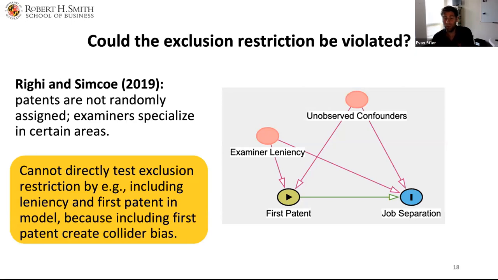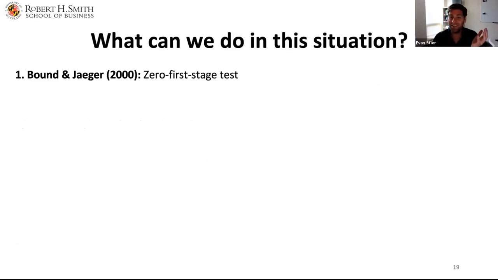Now, one important point is that you can't actually test the exclusion restriction. Sometimes it's recommended, for example, to include both your patent grant in the regression and the instrument. But if you do that, you create collider bias with the patent grant, and it's going to open up a backdoor channel, and so you can't interpret the coefficients because of the backdoor channel that now creates a spurious relationship. Okay, I learned that the hard way this year when I posted something very dumb on Twitter and was promptly corrected. Okay, so what do you do in this situation?